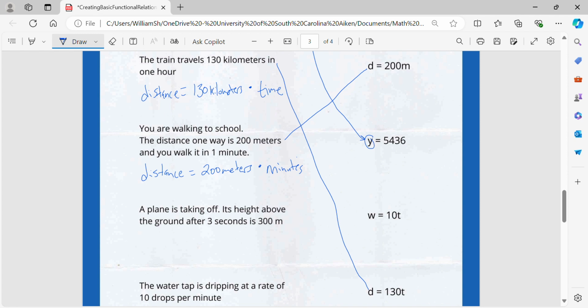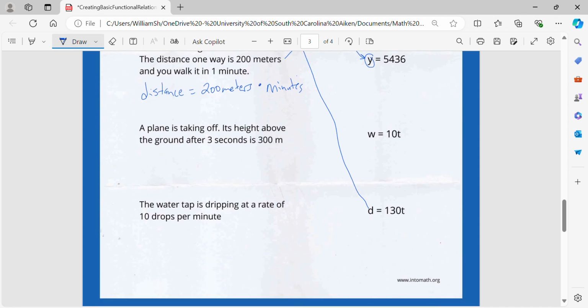Because for each minute, we're walking 200 meters. So at 1 minute, we're walking 200 meters. At 2 minutes, we're walking 400 meters. At 3 minutes, we're walking 600 meters. And that is the function that represents that statement.